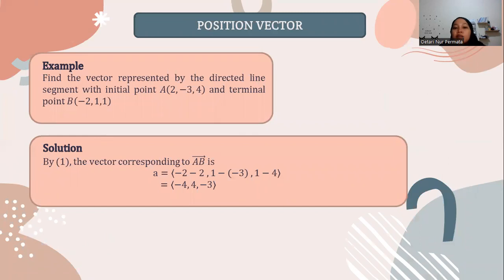Example: find the vector represented by the directed line segment with initial point A(2, -3, 4) and terminal point B(-2, 1, 1). Solution. By equation 1, the vector corresponding to vector AB is a equals ⟨-2 minus 2, 1 minus -3, 1 minus 4⟩, and then a equals ⟨-4, 4, -3⟩.